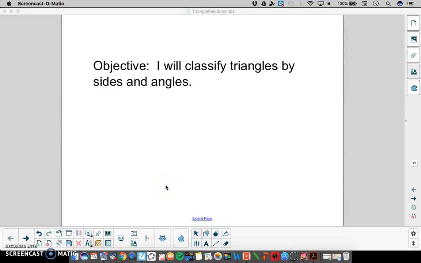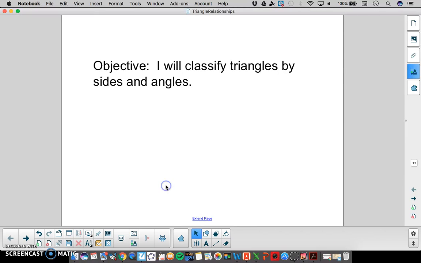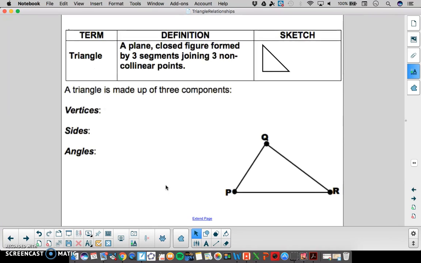In this video, we're going to classify triangles by sides and by angles. So we need to go over what classifications we might have. First, we're going to go over what a triangle is. You guys have seen triangles since kindergarten or pre-K even. We're going to talk about the parts of a triangle.